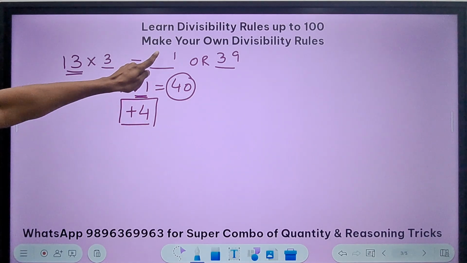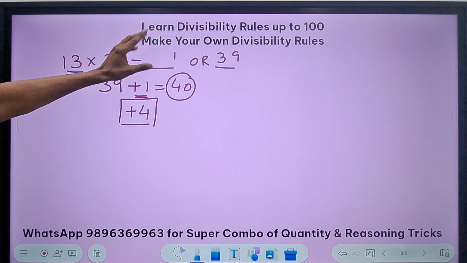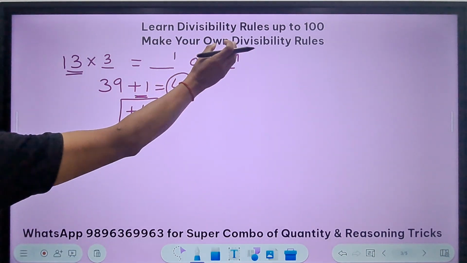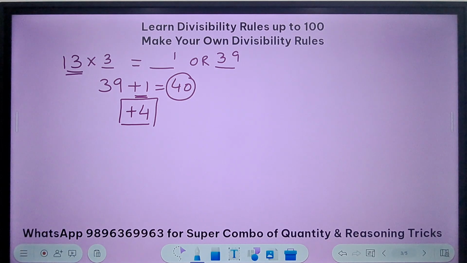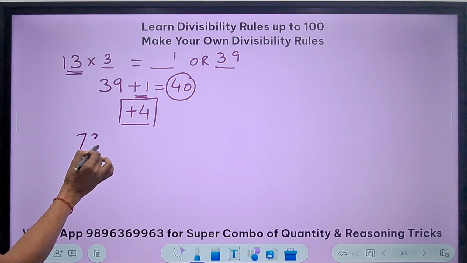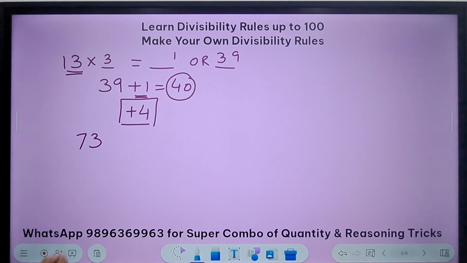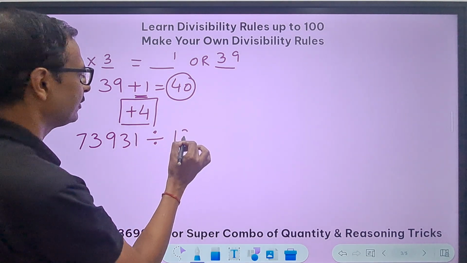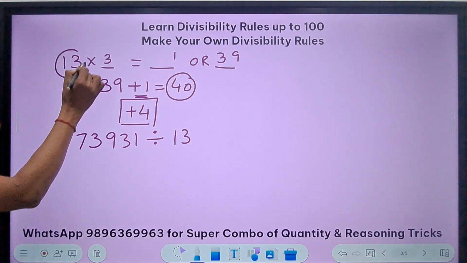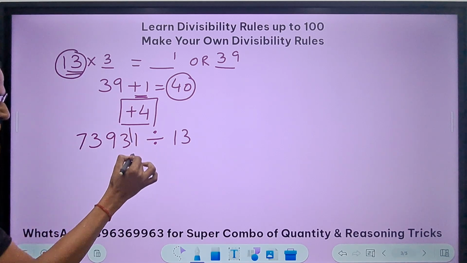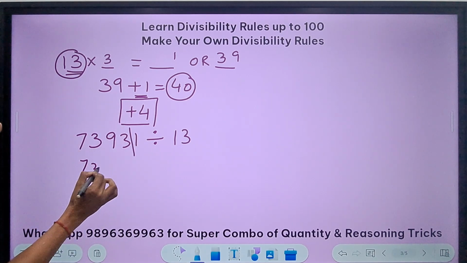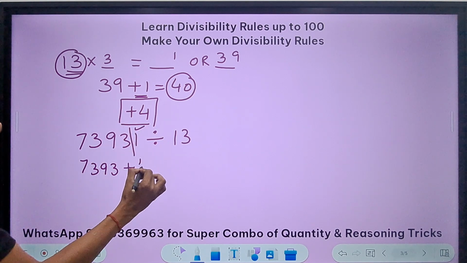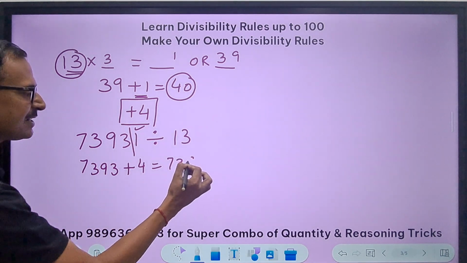Remember, there is one more oscillator which I have left here because I want to just tell you that there are two oscillators and use only the easier one to find the divisibility. Now let's check 73931. I want to check whether this is divisible by 13 or not. So I know that for 13 the oscillator is plus 4. So I will separate out this number, 7393, and then plus 4 times the last number. So this gives me 7397.